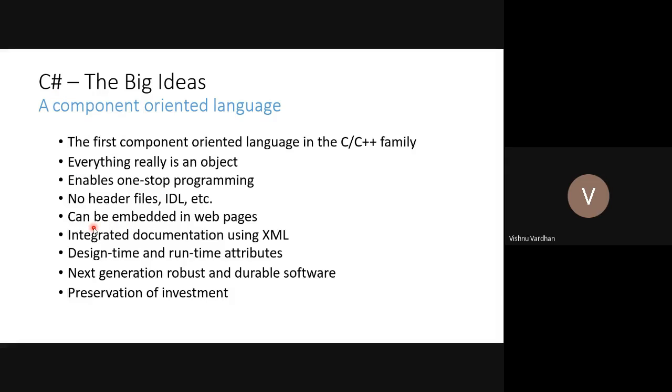But whenever you are going to write that component connectivity, they can be simply embedded in your web pages or any other application that you are developing. Then integrated documentation using XML. It's very fast. So parallelly, you can comment as well as prepare the documentation simultaneously without any issues. So that is how we can create our documentation very fast. Otherwise, the documentation is a separate effort that we have to put in for preparing proper documentation for your application.